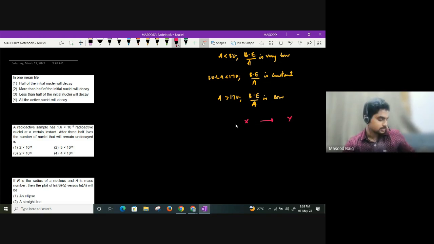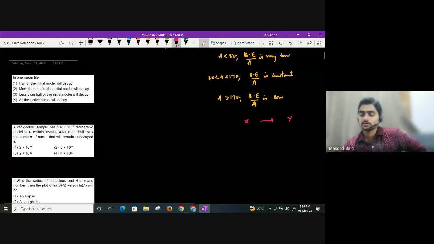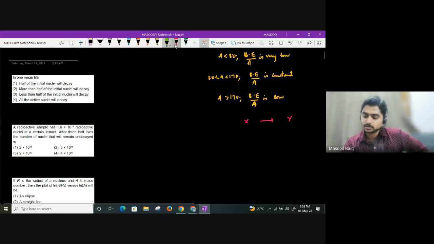Why is the radioactive nucleus disintegrating? Because it is a heavy nucleus, and heavy nuclei usually have less binding energy per nucleon. Binding energy per nucleon explains the stability of the atom or the element. So let us imagine X happens to be radioactive. Initially, let us imagine the number of nuclei is N naught. This is the situation at t equal to 0. No Y will be formed.